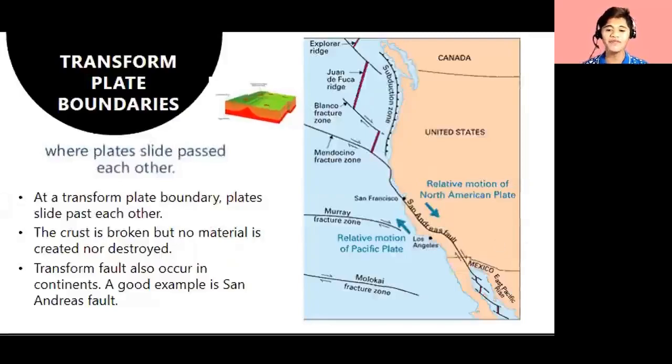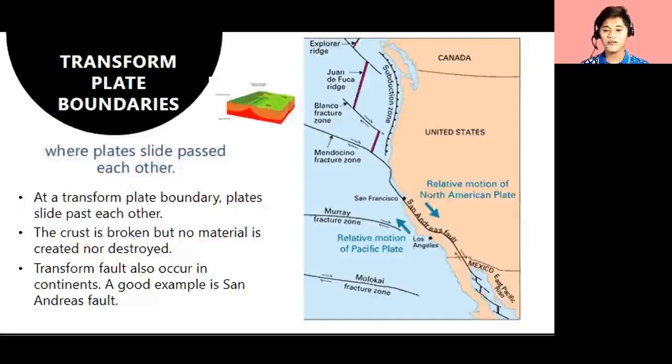The last type of plate boundaries are the transform boundaries. These plates slide past each other. The relative motion of the plates is horizontal. They can occur underwater or on land, and crust is neither destroyed nor created.